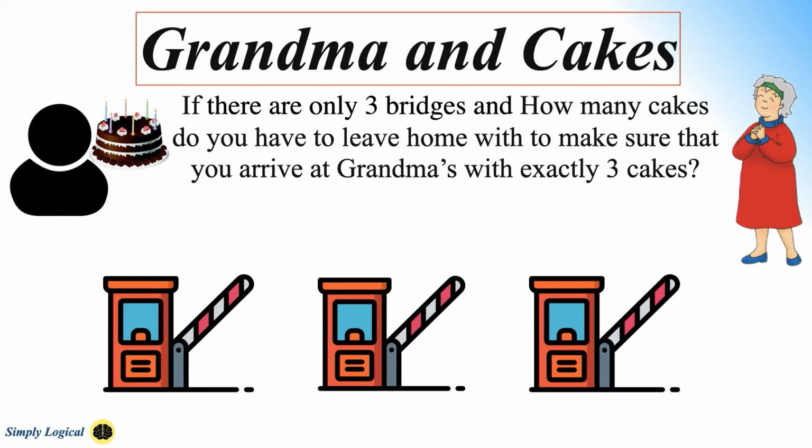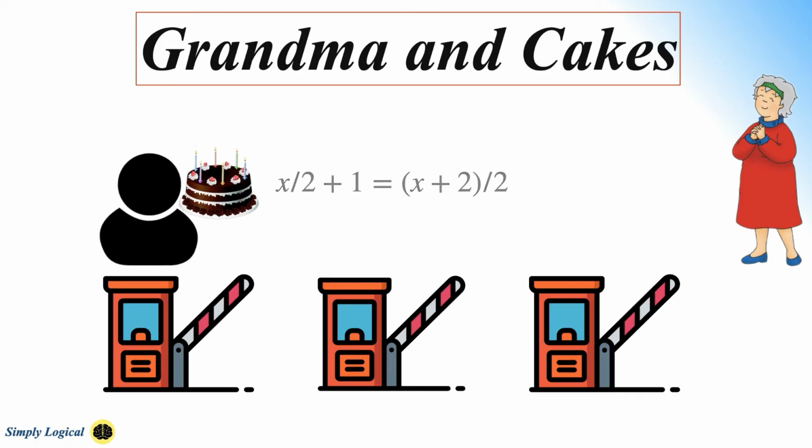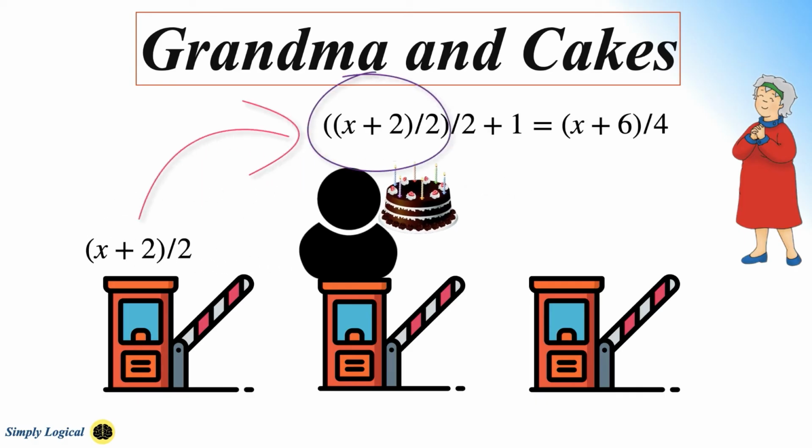This requires a generalized solution. Let's assume you are carrying X cakes. Since you have to give half of the cakes you are carrying and each gives you back a single cake, the number of cakes after the first bridge is x/2 + 1, and after solving, this equation becomes (x+2)/2. After the second bridge, the number of cakes left is ((x+2)/2)/2 + 1. After solving, this equation becomes (x+6)/4.